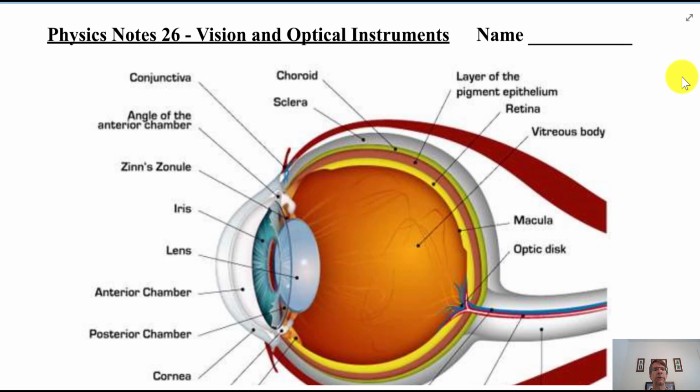Physics Notes, Unit 26, Vision and Optical Instruments. One of the most incredible devices on this planet and related to the human body is the human eye.